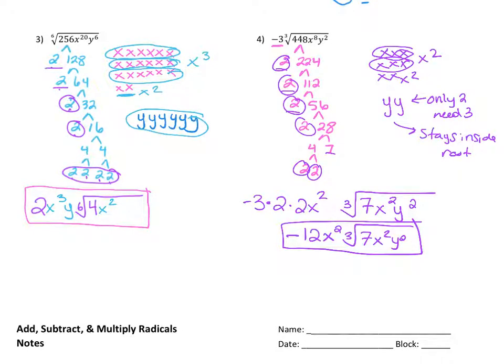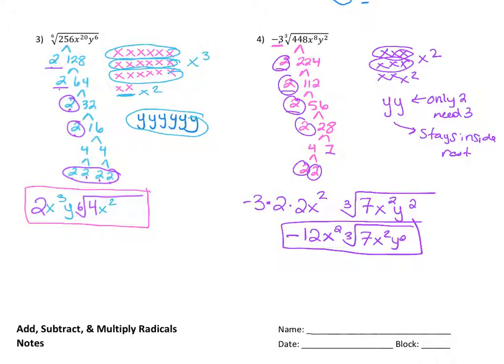So the first thing I did was I broke down the 448. I found out that I had 6 2's. So that means 2 2's are going to come out because I have 2 pairs or 2 groups of 3. Plus I already have the -3 on the outside. So on the outside I have -3, 2, and 2.